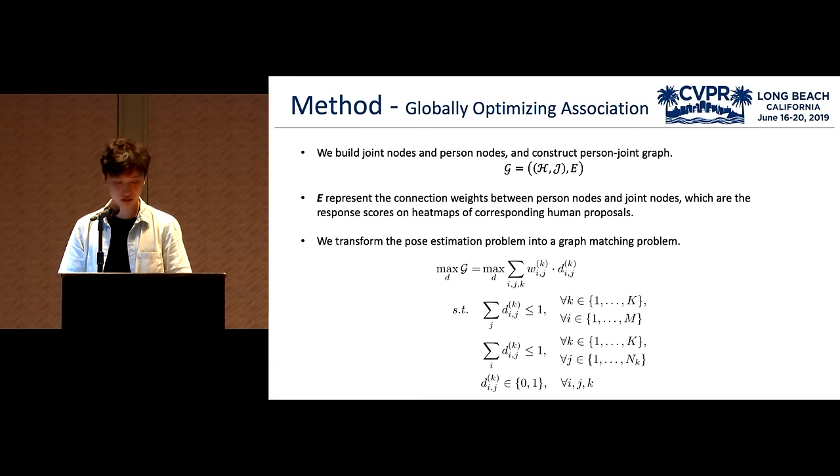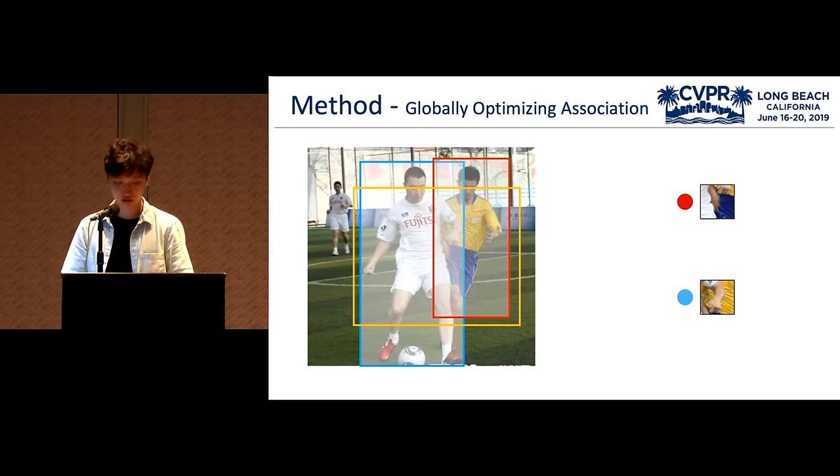We represent them as joint nodes, and the human proposals as person nodes. From now on, our goal of estimating human poses in the crowd is transformed into solving the above person-joint graph, maximizing the total weights. Here we present the matching procedure. The human proposals that cannot succeed in matching any keypoints will be deleted.